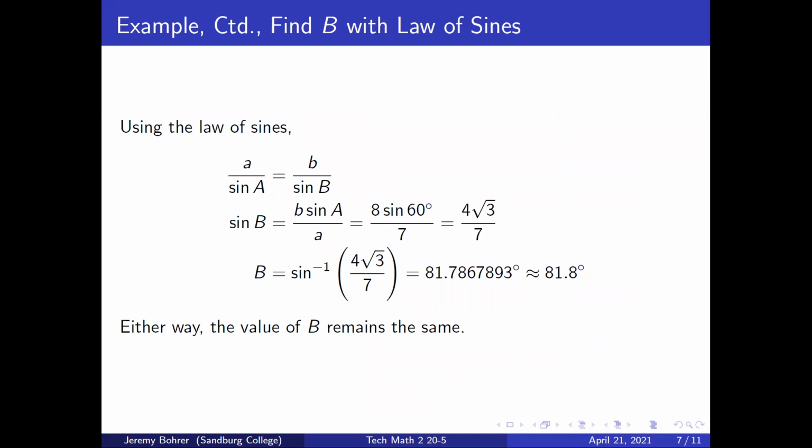Using the law of sines, I set up my proportion. a over sine A equals b over sine B, and sine B is equal to b times sine A over a, which equals 8 times the sine of 60 over 7, which is 4 root 3 over 7. So B equals the inverse sine of 4 root 3 over 7, which is equal to 81.7867893 degrees, which is, again, about 81.8 degrees. Either way, the value of B remains the same.